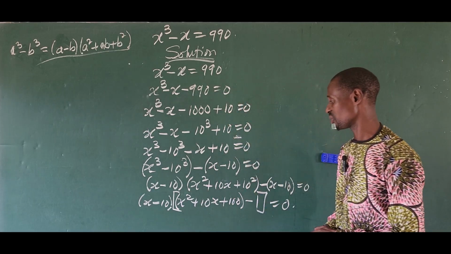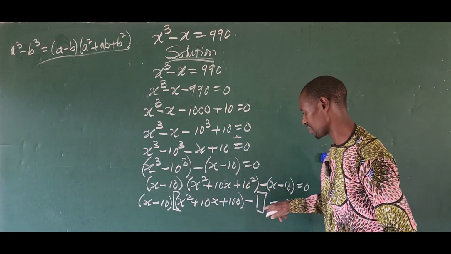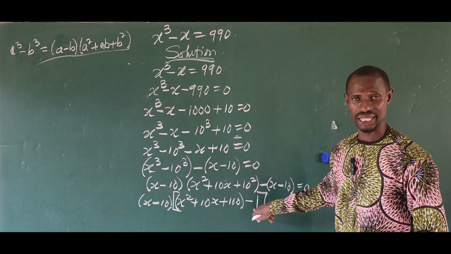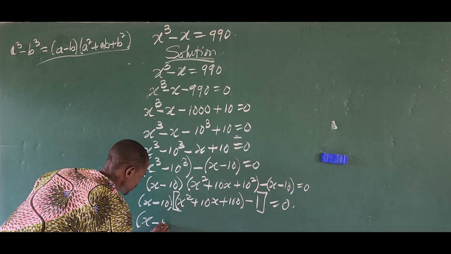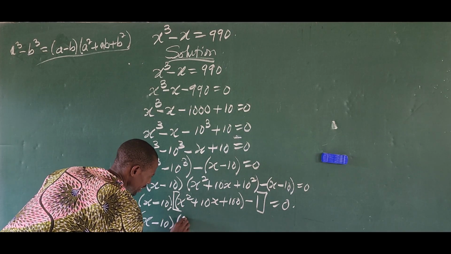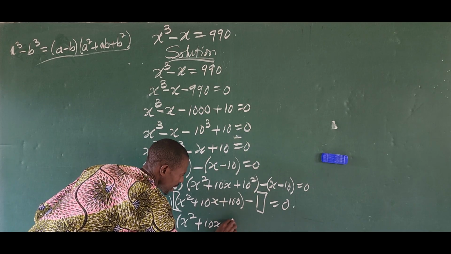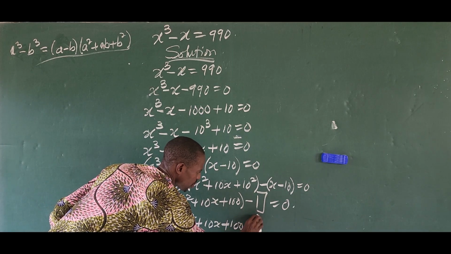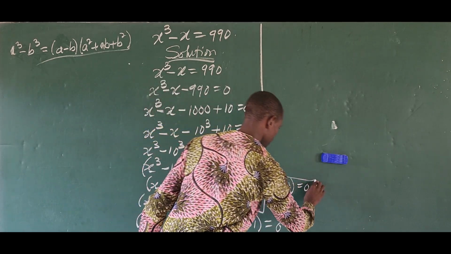Okay, so the next thing we do here is this. We can go ahead to open up this expression we have here alongside this one we have in here, right? So if we do that, this is going to give our bracket x minus 10 close bracket, our bracket x to the power of 2 plus our 10x then plus our 100 minus 1 close bracket equal to 0.